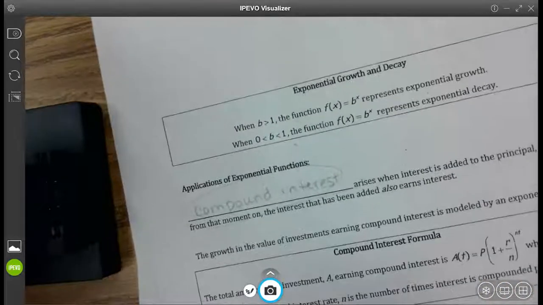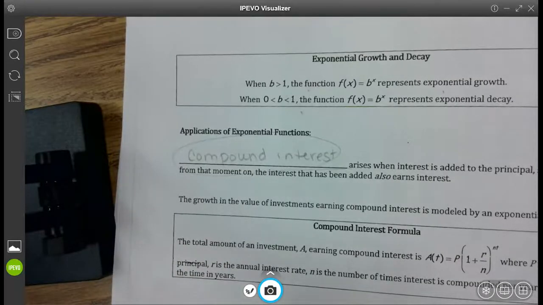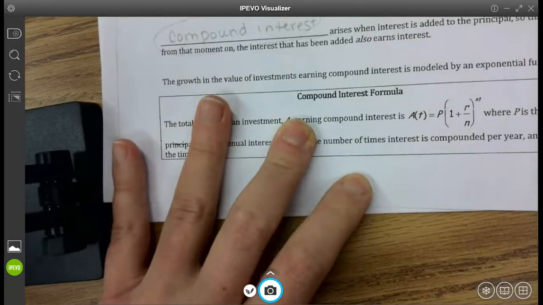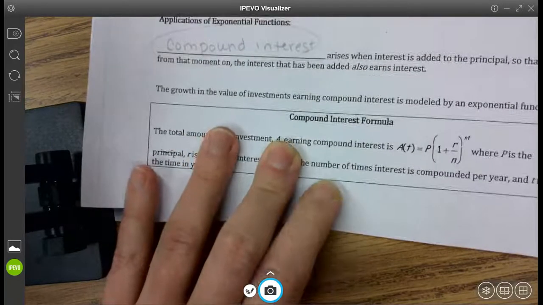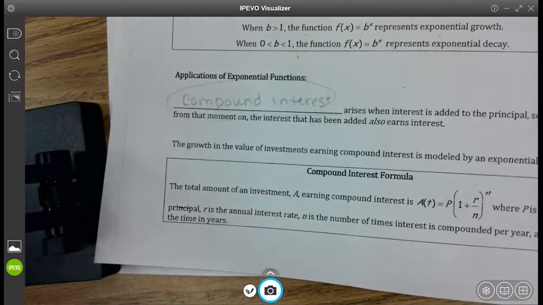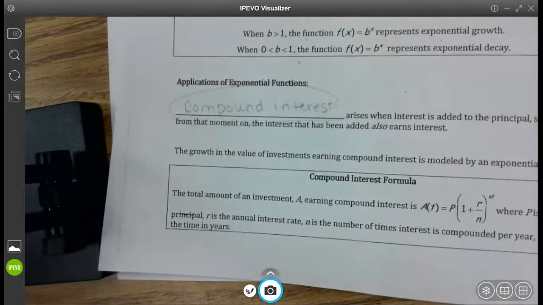So we're talking about compound interest, and it arises when interest is added to the principal. So from that moment on, the interest that has been added also earns interest off of that. Seems isn't very fair, is it? So when we think compound interest, we think college debt, credit card debt, or you're making money with stocks, things like that. You're making money off of money you made.